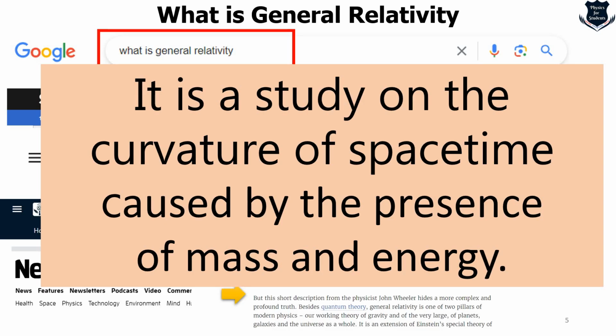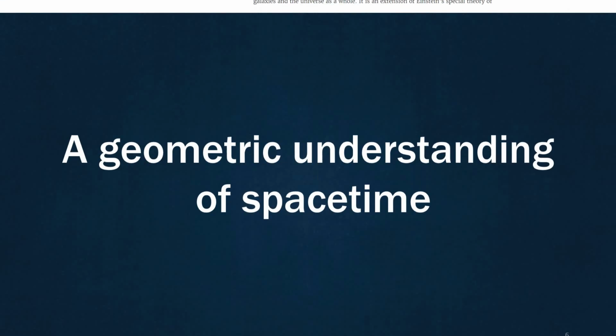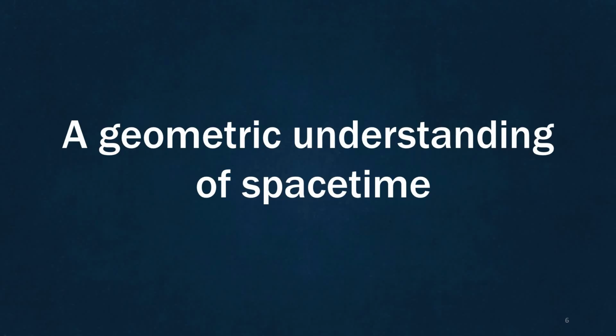Now from here, what we can understand is that general relativity is a total shift from the usual mathematics or the usual mechanics, and that is a geometric understanding of space-time. That means we need to understand more of the geometry, and for that there is a kind of a shift in terms of understanding.